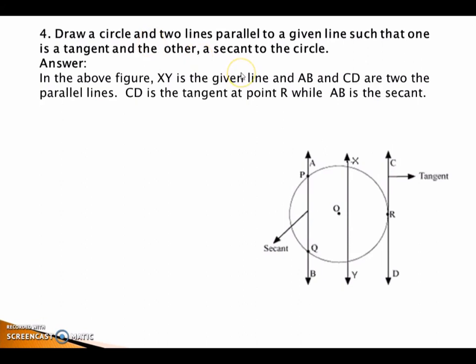Here you have to draw a circle and two lines that are parallel to a given line such that one is a tangent and the other is a secant to the circle. So here we have to draw a circle of any radius. Draw any line XY, let us say my reference line is XY. Then I have to draw two lines which are parallel to XY such that one is a tangent, the other is a secant. The tangent should touch the circle at only a single point. So this CD is a tangent which is touching the circle at the point R, and this AB is a secant which is touching the circle at 2 points P and Q.